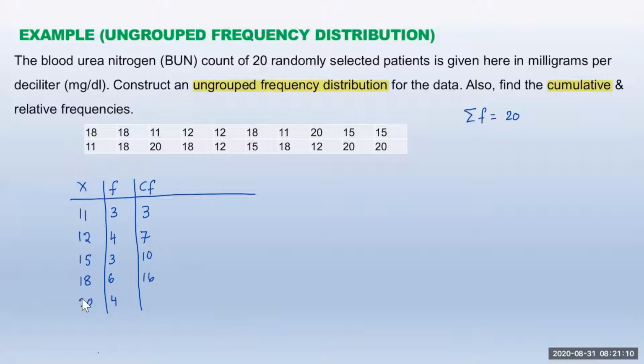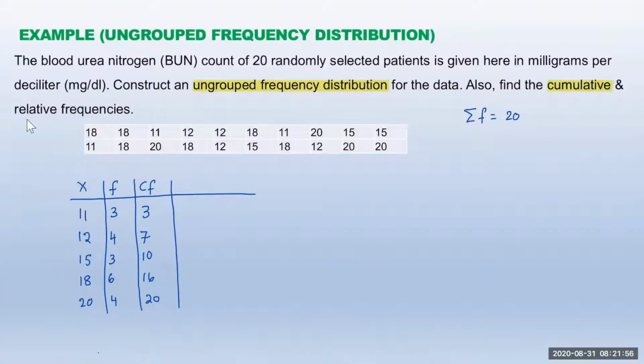And then if you go to the last one, what is the cumulative frequency for 20? It is the frequency for 11, frequency for 12, frequency for 15, frequency for 18, and frequency for 20. If you add all of them, that is equal to 20. So that is the cumulative frequency. So here we got the frequency and cumulative frequency.